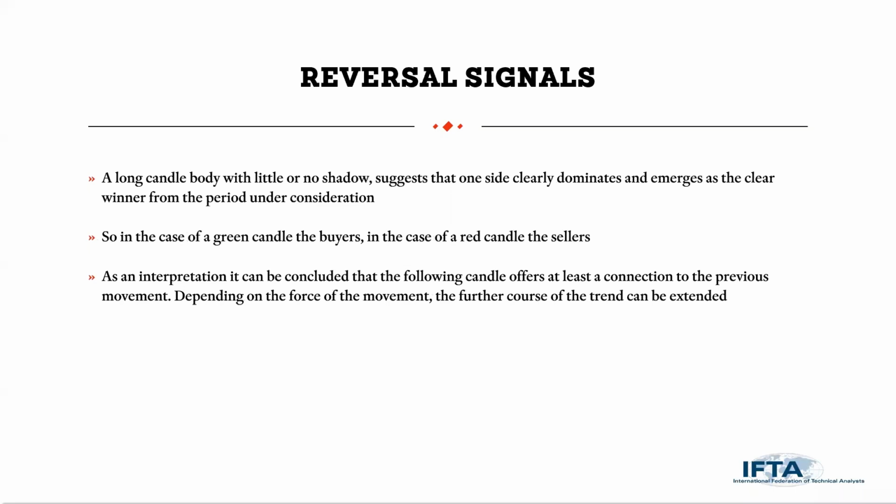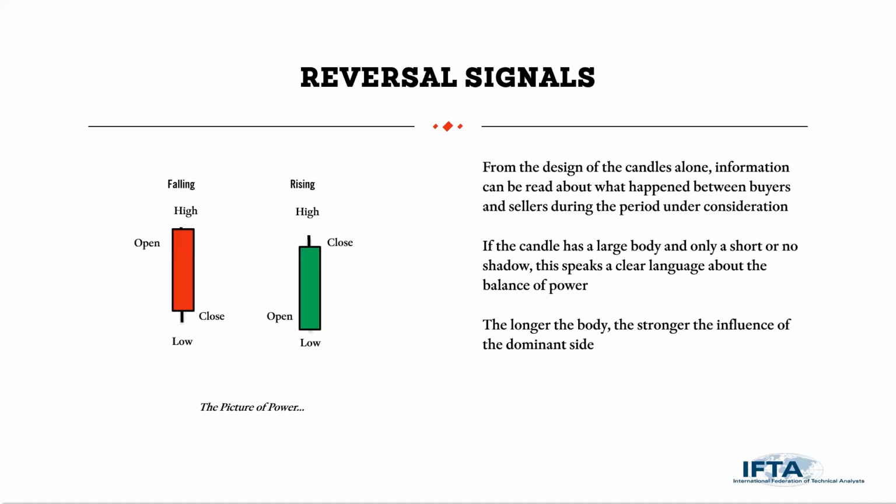For example, if you see a long candle body with little or no shadow, this is the absolute picture of power. It suggests that one side really dominates the market, whether buyers or sellers, and there is no chance for the other side. Let's say you have a red candle, like the first one that you see right here. If you see a candle like this, there is no room for buying. This might be profit taking, but it's not really buying. So this is what we can call the picture of power.